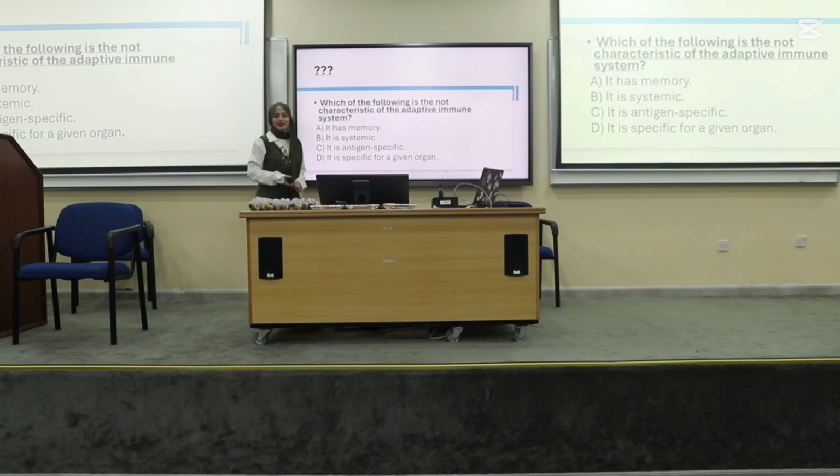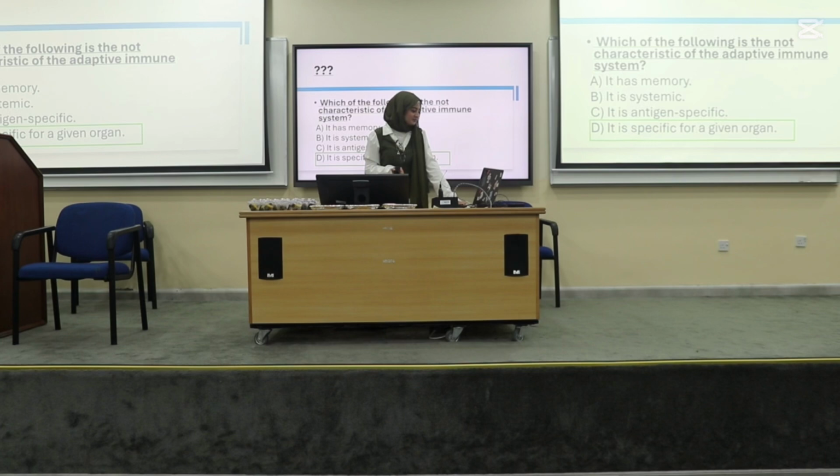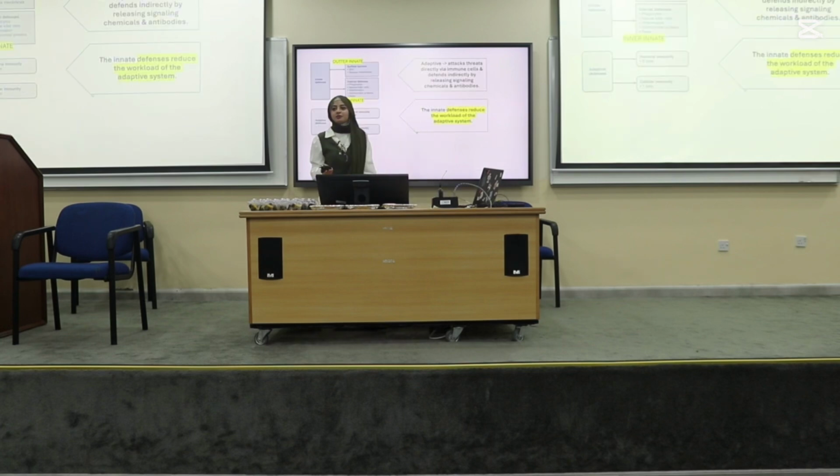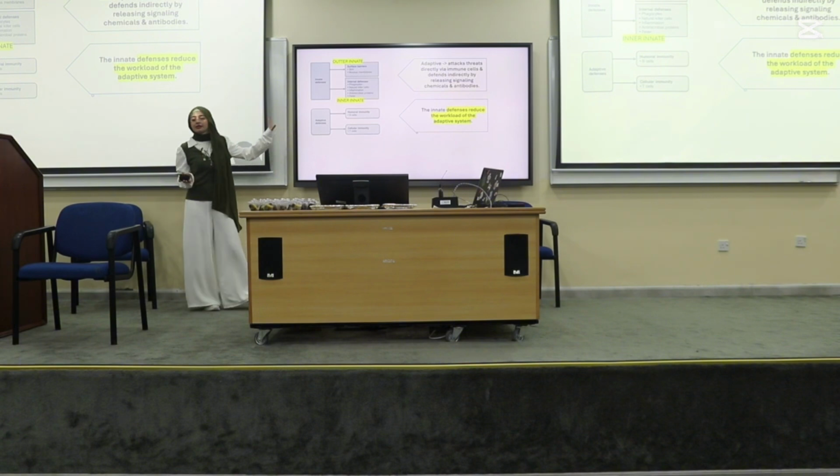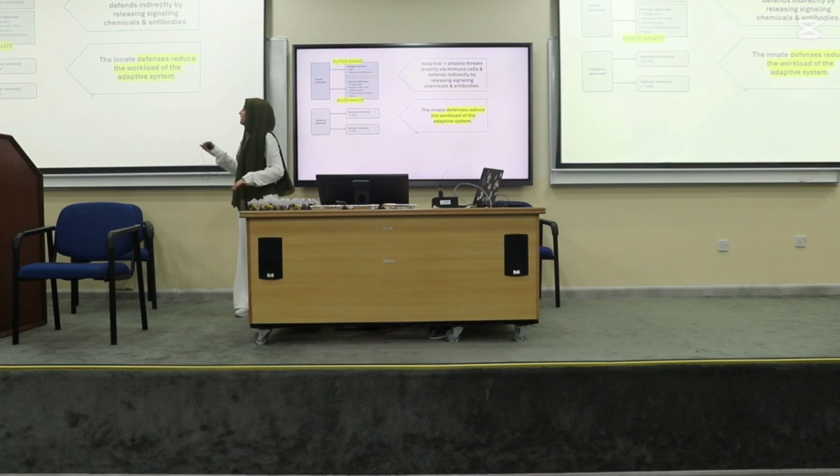Can you tell me why? Because it's systemic, it's not just one. Yes, good job. So the immune system is divided into two, mainly the innate defense and the adaptive. Another name for the adaptive defense is the third line of defense, and the innate defenses are divided into two.